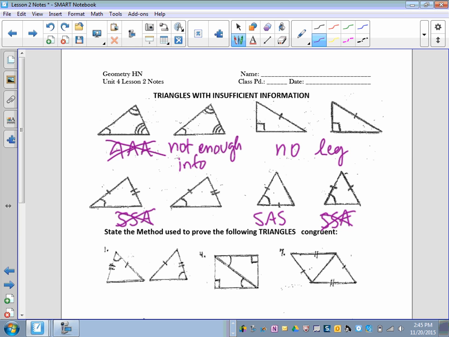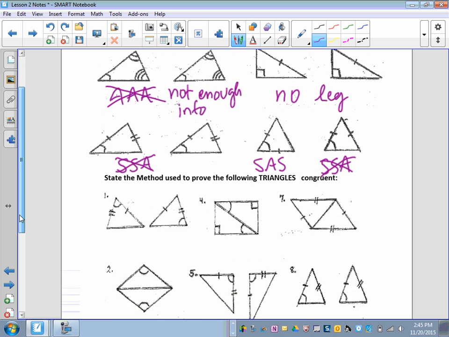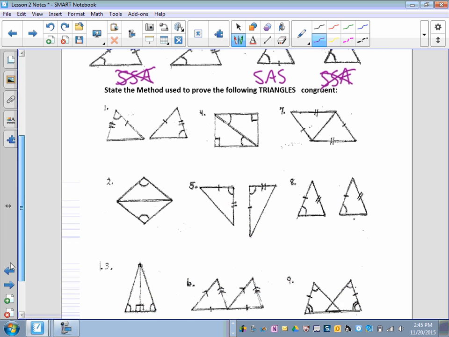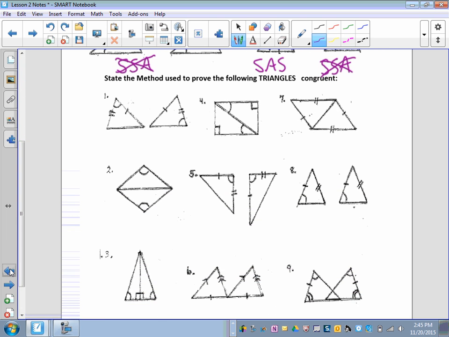Alright, questions on this part? Okay. So I want you to now try these bottom ones. State the method used to prove the following triangles are congruent. If it's not possible, say not enough information, or insufficient information, or we need more info. Something like that. Alright, so go ahead and give those a try. Then we'll come back to go over them as a group.